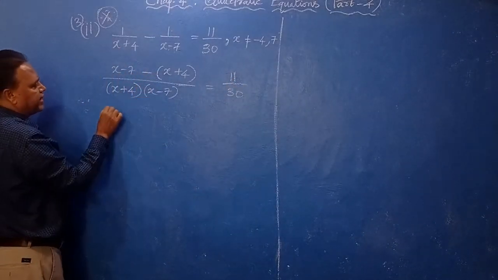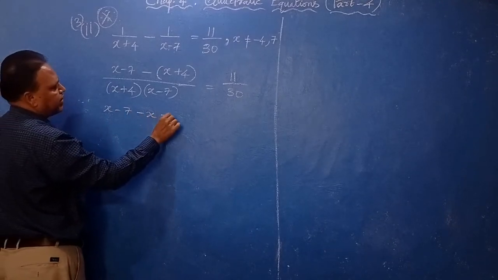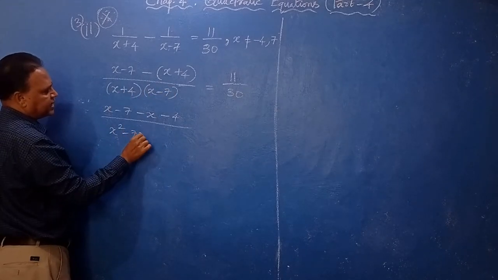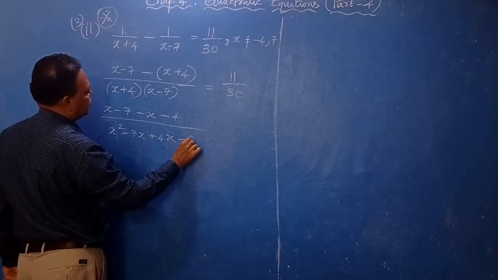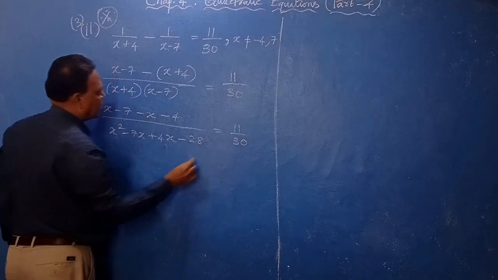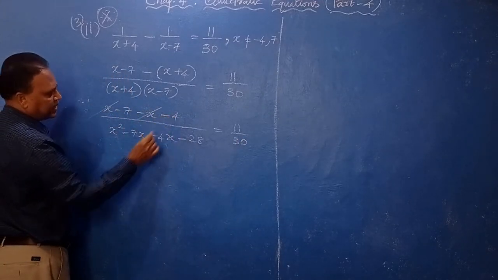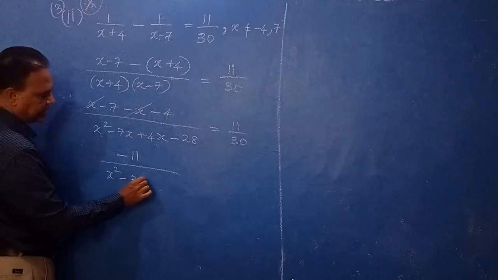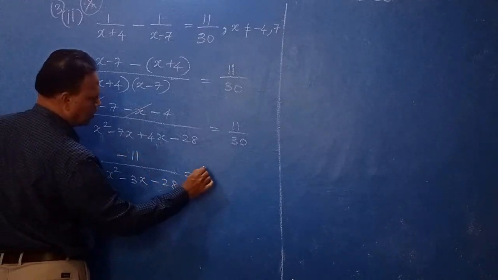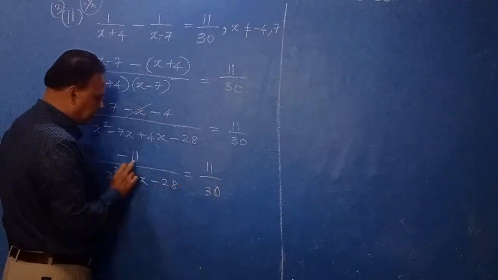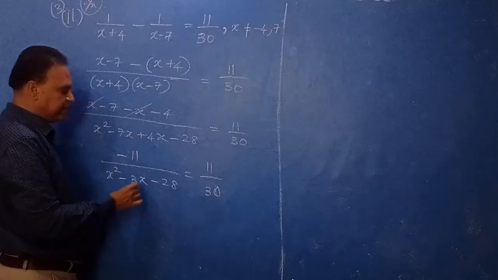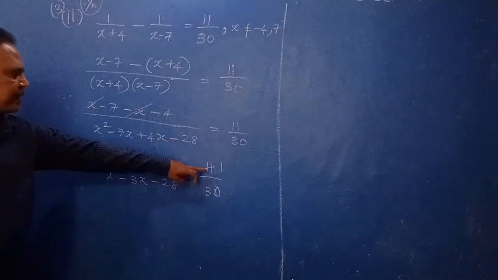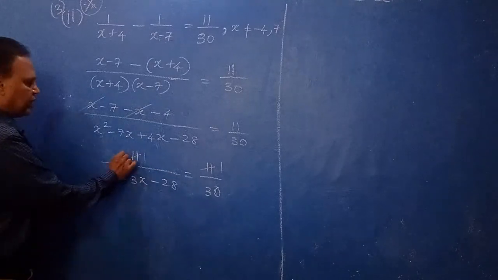Next, what you have to do is remove the bracket, in the numerator you see, remove the bracket, minus x minus 4, by here you have to multiply, x squared minus 7x plus 4x minus 28, equal to 11 by 30. So here 1 plus x minus x cancels. So minus 7 minus 4 is minus 11 by this, which is nothing but x squared minus 3x minus 28, equal to 11 by 30. You see the numerator, both sides the same means you just cut it. Put 1 here. Both sides numerator is same means you cut it, here minus 1, here 1.